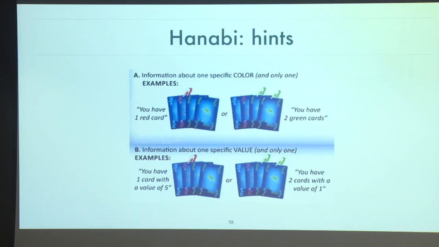So for example, in this hand, this is the same hand repeated four times with a few examples of hints that are possible. So you can say you have one red card and point at the red card, or you can say you have two green cards and point at both, but you wouldn't be allowed to say you have one green card and point at only one of the two, because they have more than one.